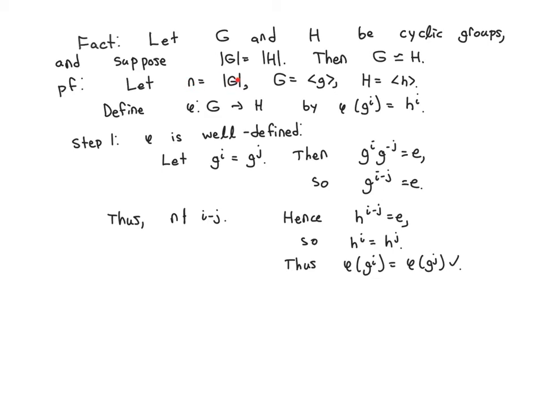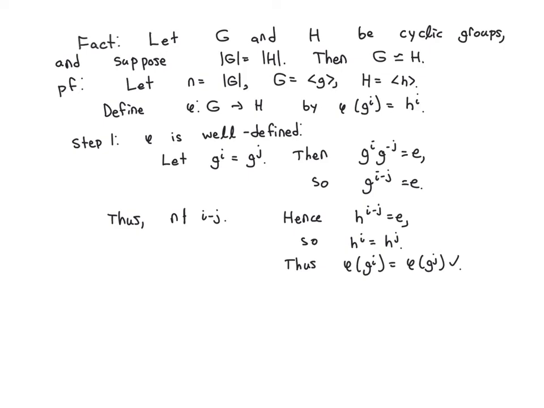So suppose n is the order of G. Let G be generated by little g, and capital H be generated by lowercase h. Then a natural isomorphism would be given by sending g to the i to h to the i. One issue you have to check is that this is in fact well defined. Remember, exponentiation is not unique for cyclic groups. What I mean by that is suppose your group has order 5, then g to the 17th power is going to give you the same result as g squared.